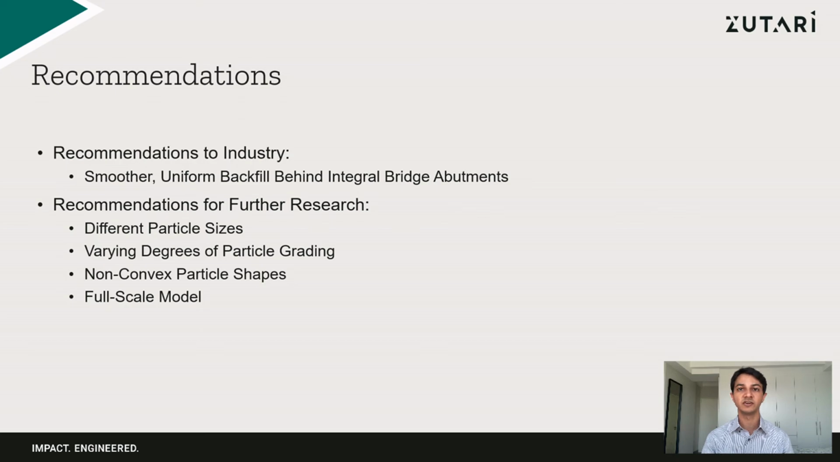Recommendations for further research include considering different particle sizes and shapes with varying degrees of grading, modeling non-convex particle shapes, which have higher angularities than the particles modeled in this study, and performing full-scale testing.